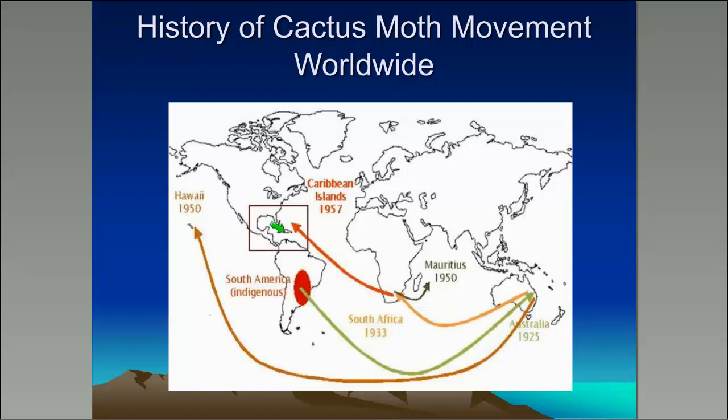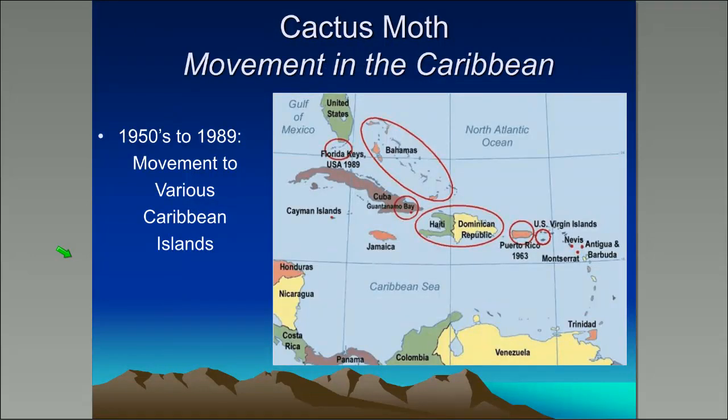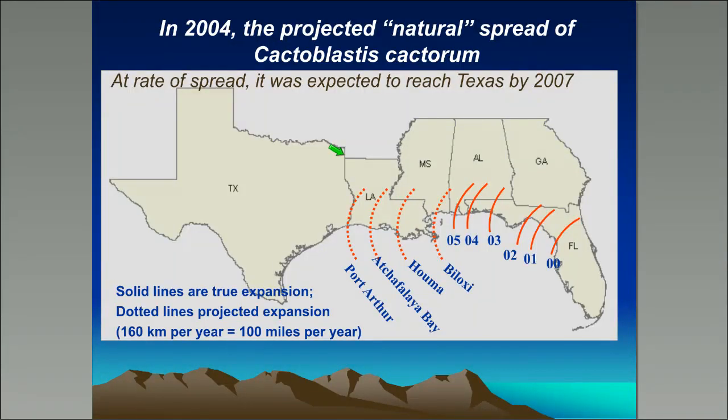So in the island of Nevis in the Caribbean, the Cactoblastis was introduced there to get rid of non-native prickly pear. And as we see, by 1989 here in Key West, Florida, we had the cactus moth that ultimately made it onto the mainland of Florida. The prediction model showed that it would be in Texas at Port Arthur, or entering the state through Louisiana, by 2007. Where I have the pointer right now is where we found the first cactus moth. The Chambers County record is right here where I have the pointer. The Matagorda County finds are right down here. The Nueces County in the port of Corpus Christi is right here, and we're not finding any.